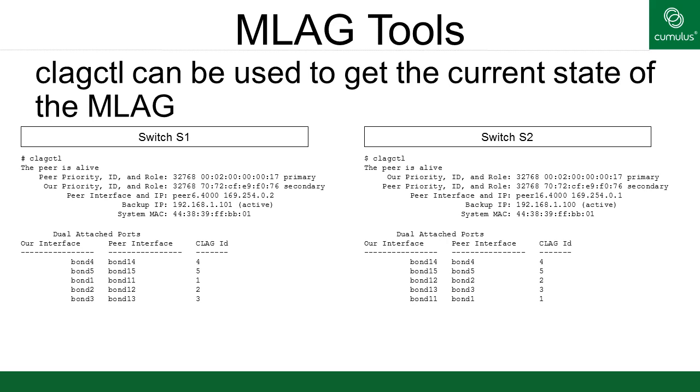And then it shows we have a backup IP. It shows the system MAC that was assigned, and also it shows all the dual connected ports. In this case, we have 5 servers that were dually connected in this particular setup. And it shows you the CLAG IDs and the names of the bonds on each side, switch 1 and switch S2.